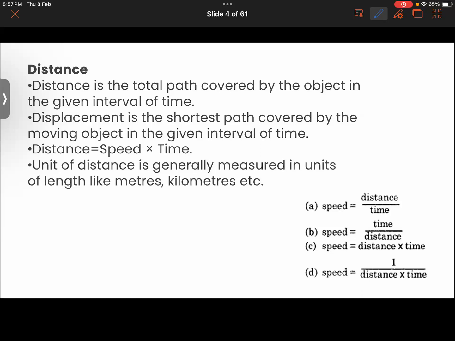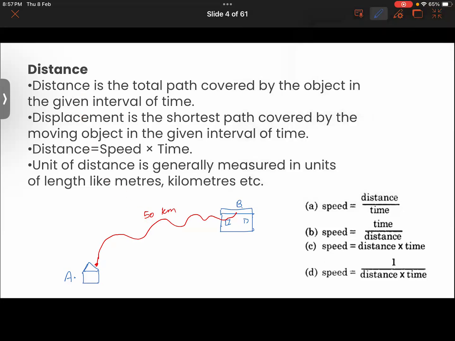So for example, this is point A, this is point B, or let's say this is your home and this is your school. And suppose the total length of the path between the two is, let's say, 50 kilometer. So the total path here, that is being referred to as distance.